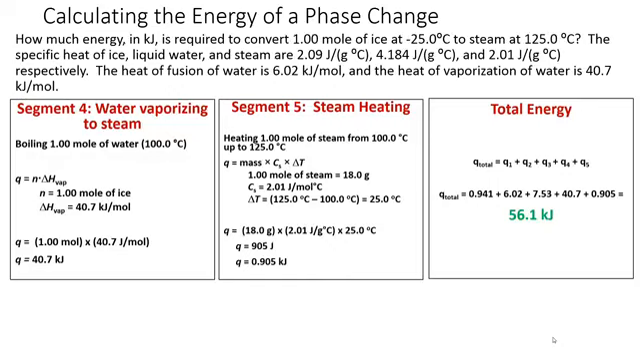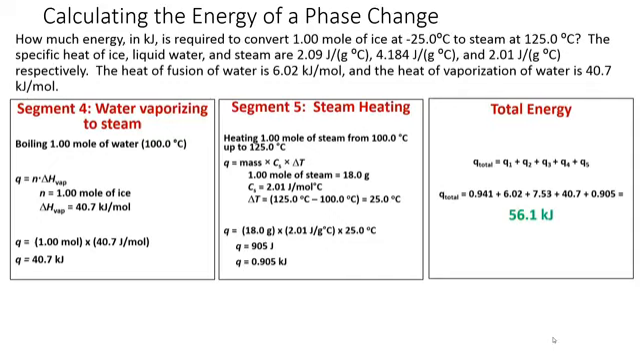kilojoules. To get the total energy involved, we're now going to take Q1 plus Q2 plus Q3 plus Q4 plus Q5. In other words, the Q values from each of the 5 segments. 0.941 plus 6.02 plus 7.53 plus 40.7 plus 0.905 equals 56.1 kilojoules. 56.1 kilojoules of energy is required to convert 1 mole of ice at minus 25 degrees Celsius to 1 mole of steam at 125 degrees Celsius.